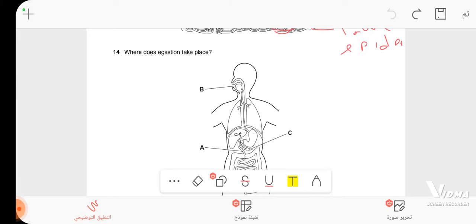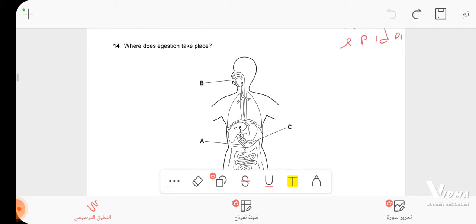Where does digestion take place? As you know, digestion is equal to defecation.